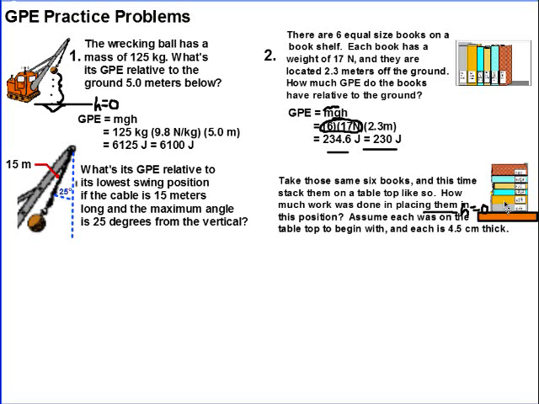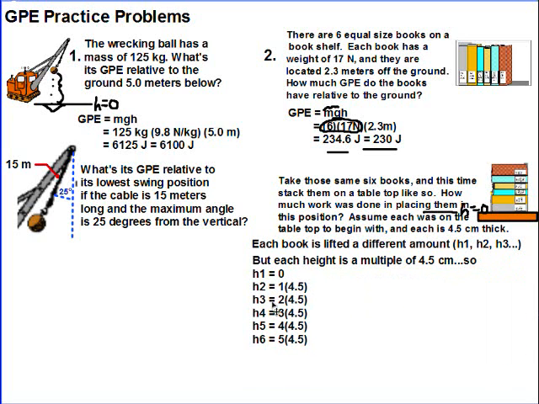This one takes 17 times 0.045 meters. This one takes 17 times 0.090 meters. The idea is that each book is lifted a different amount. We're going to call those H1, which isn't lifted at all, H2, where it's lifted 4.5 centimeters, and H3 is lifted 9. We can write that sort of like so. Each height is a multiple of 4.5 centimeters, so each time I lift a book, I'm lifting it a different amount of height.